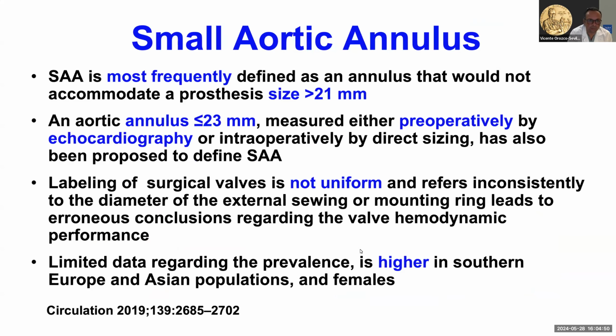Another important topic that comes up more often, and was neglected in the past, is the importance of what we call patient prosthesis mismatch, usually related to the small aortic annulus. But what is a small aortic annulus? It's defined by an annulus that would not accommodate a prosthesis size more than 21 millimeters. So for any patient where we end up putting a 19 or less than 21, we can almost assure that these patients are going to end up with some sort of patient prosthesis mismatch.